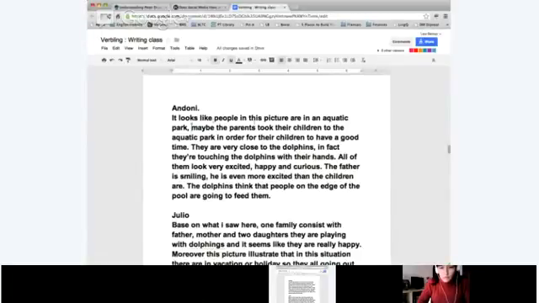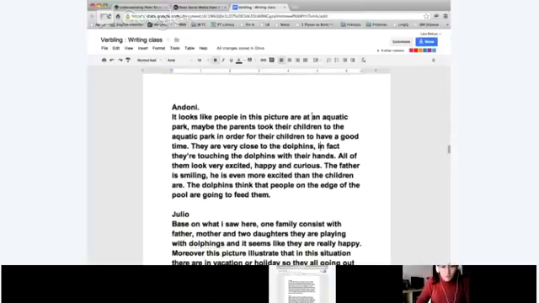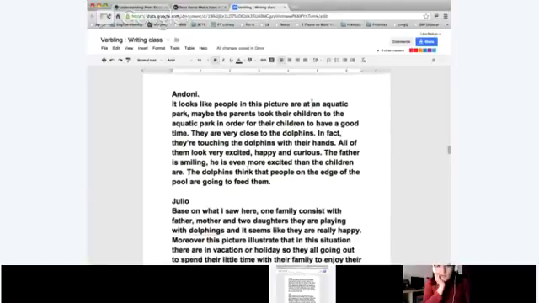It looks like people in this picture are at an aquatic park. Maybe the parents took their children to the aquatic park in order for their children to have a good time. They're very close to the dolphins. In fact, they're touching the dolphins with their hands. All of them look very excited, happy, and curious. The father is smiling. He is even more excited than the children are. The dolphins think that people on the edge of the pool are going to feed them. Okay, great.